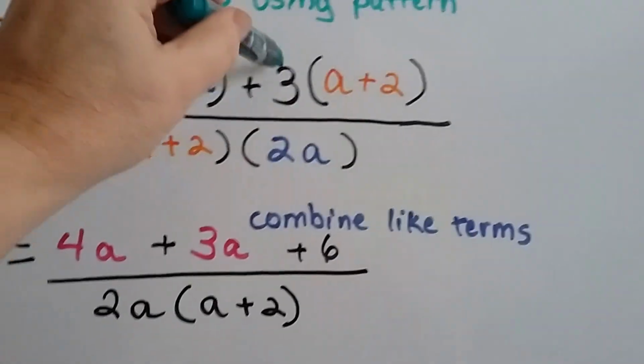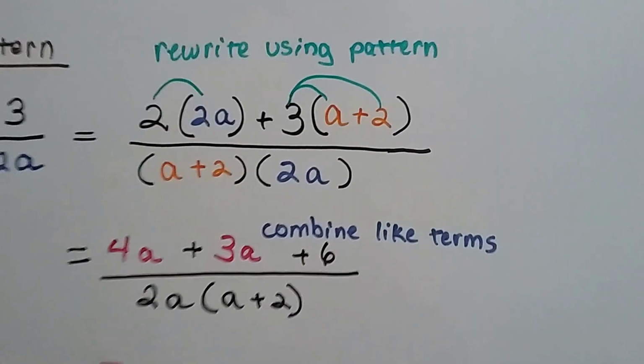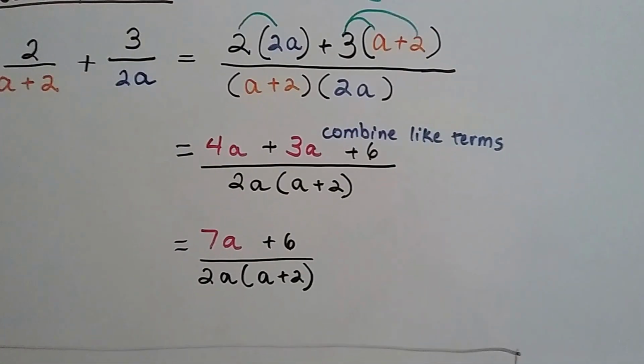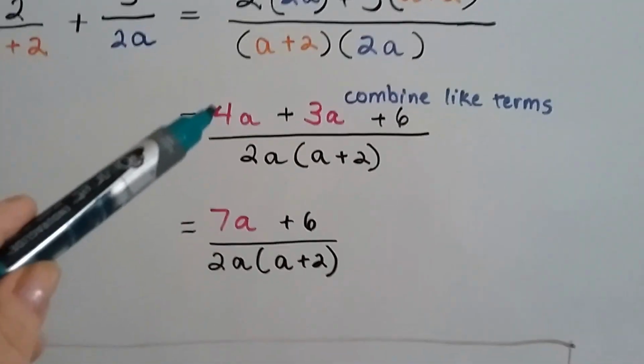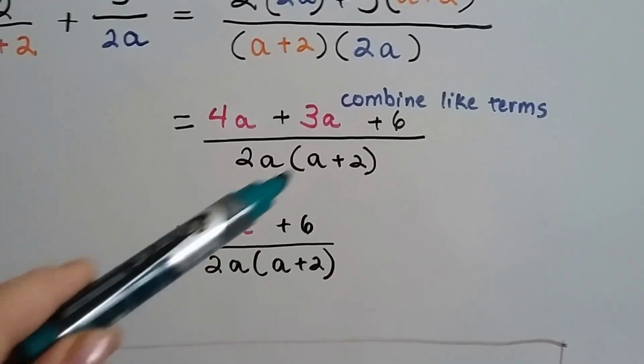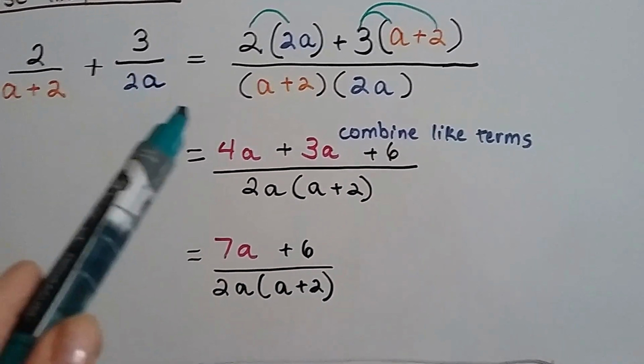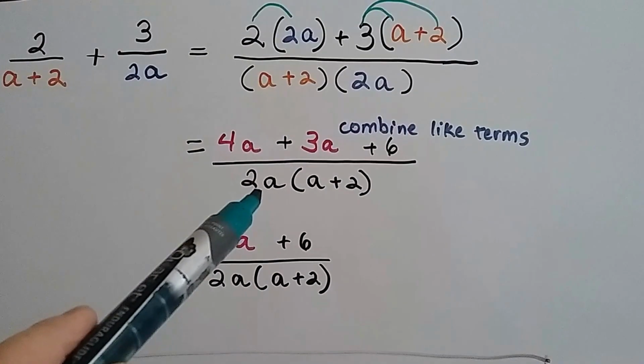All right. So now we've got 4a plus 3a plus 6, and we can combine the like terms. The 4a and the 3a become a 7a. We add our 6, and the whole thing is over a plus 2 times 2a, isn't it? All we did was put the 2a in front.